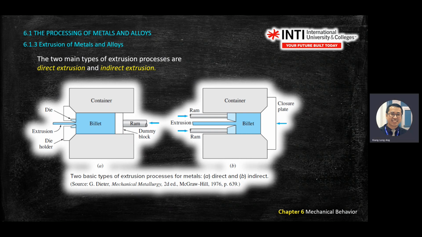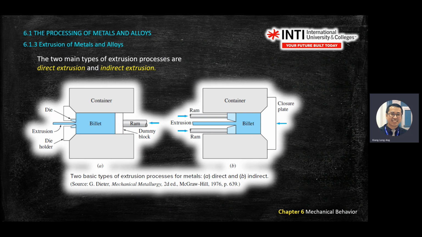On the right is indirect. As you can see, the ram is in the opposite direction of your end products. This is the billet, the ram and the mold pushing from the left. This is the closure plane. As you press the ram, the billet is squeezed in the opposite direction of your ram direction. This is called indirect extrusion. So you have two types.